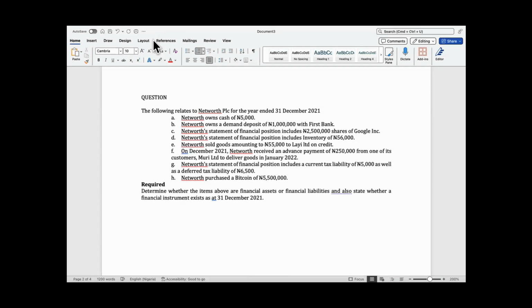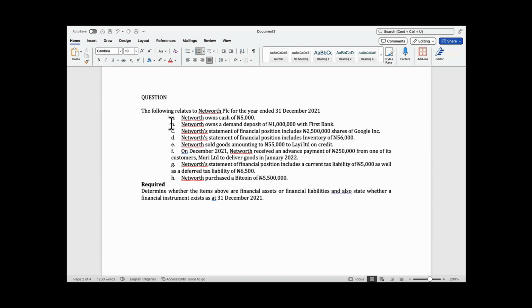Okay, who can try the next one? Financial liability? Okay, Networth has a financial liability, is that what you're saying? I think it's a financial asset, because Networth has a contractual right to receive cash of 55,000 for the goods sold to Lai Limited.